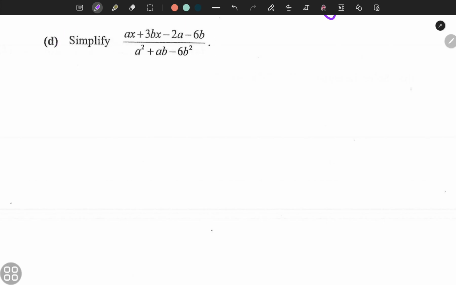Okay, so firstly, I have 4 terms in my numerator. What that means is that I probably can use factorization by grouping. So that's what I'm gonna try out now. So I'm gonna split it up into 2 portions.